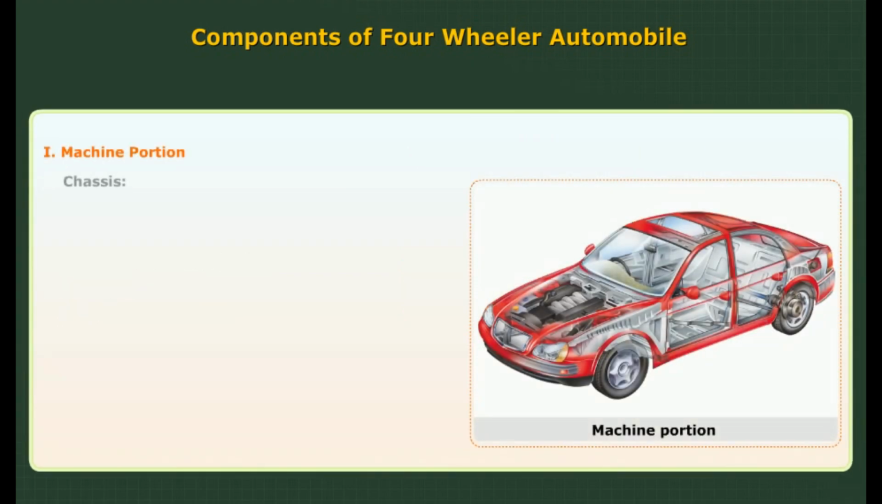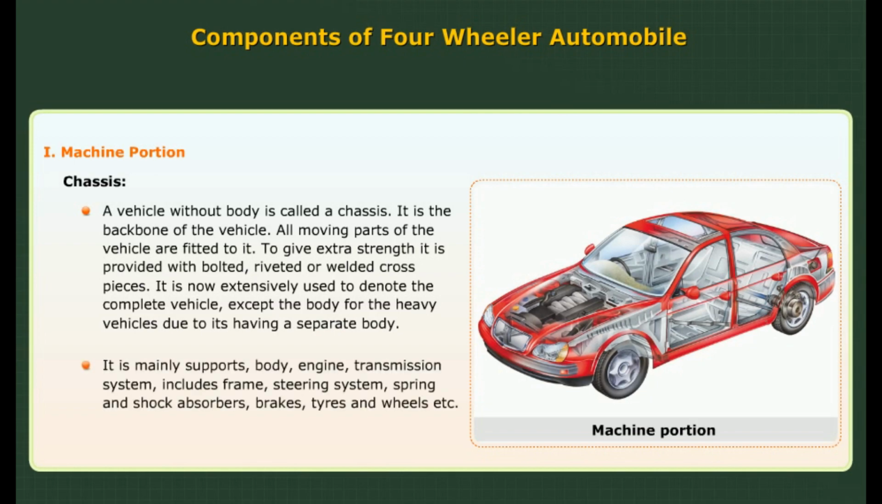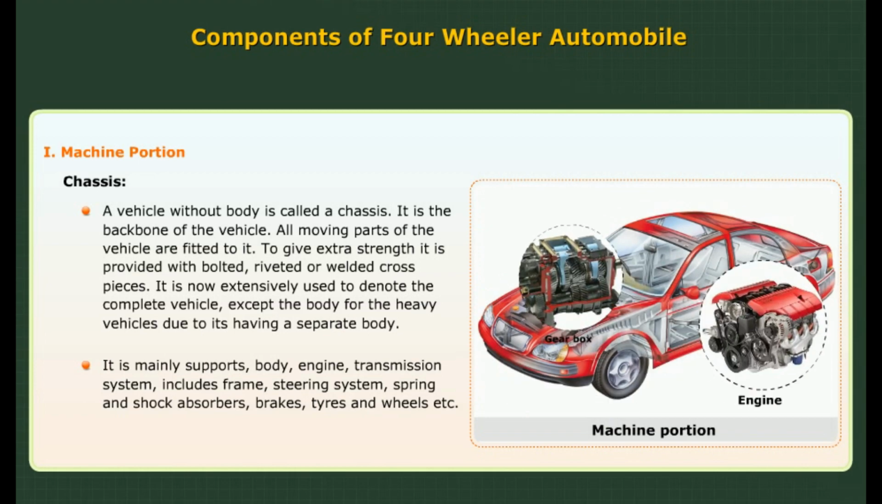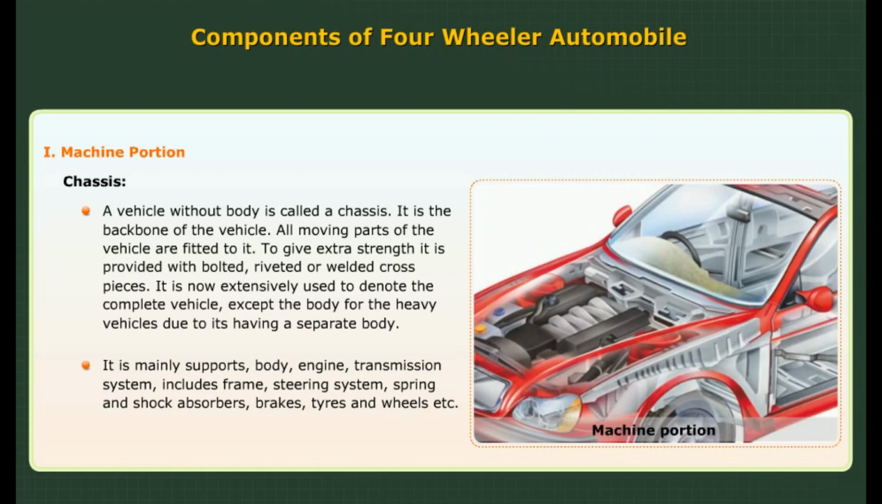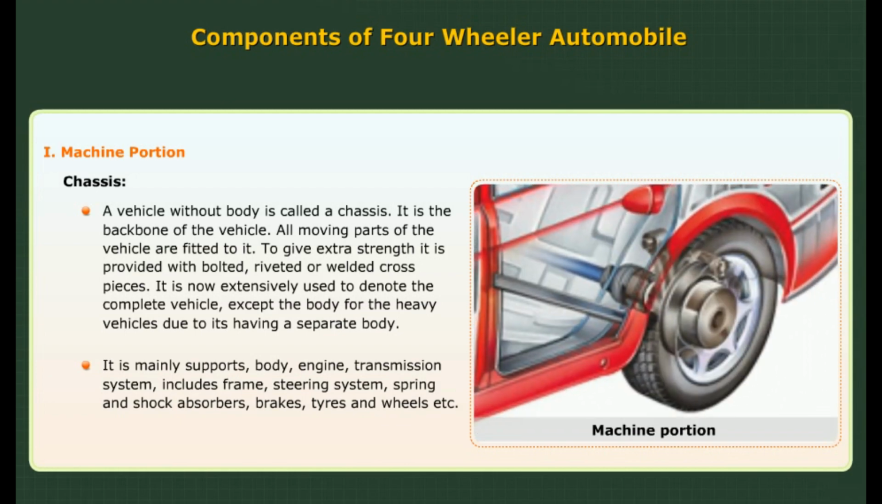1. Machine portion. Chassis. A vehicle without body is called a chassis. It is the backbone of the vehicle. All the moving parts of the vehicle are fitted to it. To give extra strength, it is provided with bolted, riveted, or welded crosspieces. It is now extensively used to denote the complete vehicle, except the body, for heavy vehicles due to their having a separate body. It mainly supports the body, engine, and transmission system, and includes frame, steering system, spring and shock absorbers, brakes, tires, wheels, etc.